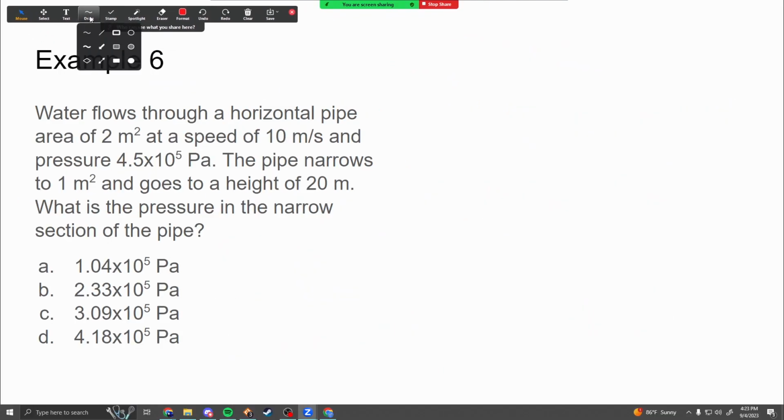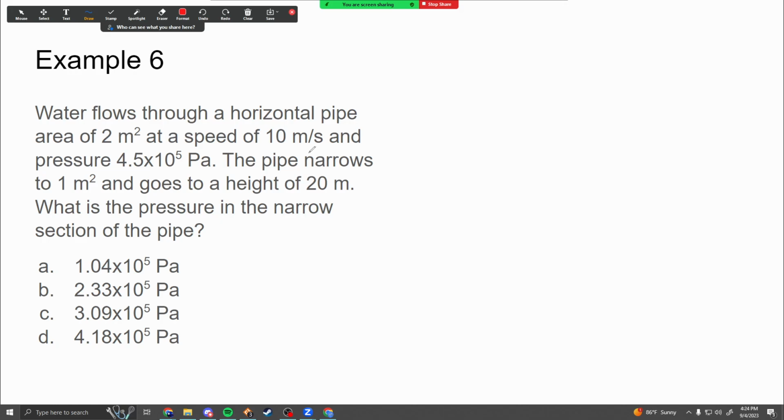Okay, our last example for this particular note packet. Water flows through a horizontal pipe of area 2 meters squared at a speed of 10 meters per second and a pressure of 4.5 times 10 to the 5 pascals. The pipe narrows to 1 square meter and goes up to a height of 20 meters. What is the pressure in the narrow section of the tube?